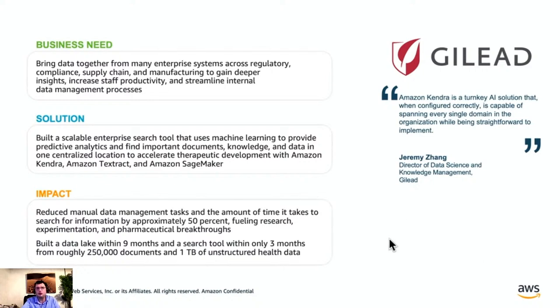This example comes from Gilead. Gilead leveraged Kendra as well as other AI/ML services to bring data together from many different enterprise systems and allow for quick, efficient search. To dig a little deeper, their particular use case is to bring data together from different enterprise systems across essentially the entire organization. This includes regulatory compliance, as I'm showing here, and also supply chain and manufacturing. The goal is to get better insight and, I want to emphasize, allow people to do their jobs better by searching in a more efficient fashion.